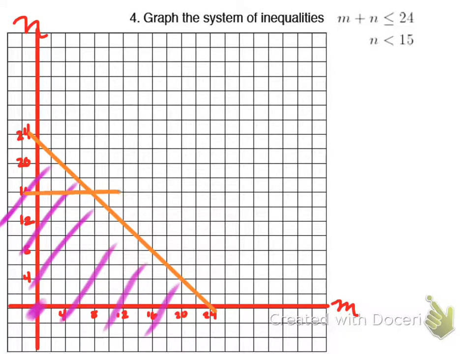Oh, almost. My tracking didn't want to work. 15 right here. If I can get the line to line up, sorry. So this is where it's 15. But here's a tricky thing. Because it says it's strictly less than, this has to be a dashed line. So I'm going to go back with my eraser and make this a dashed line because it's strictly less than.